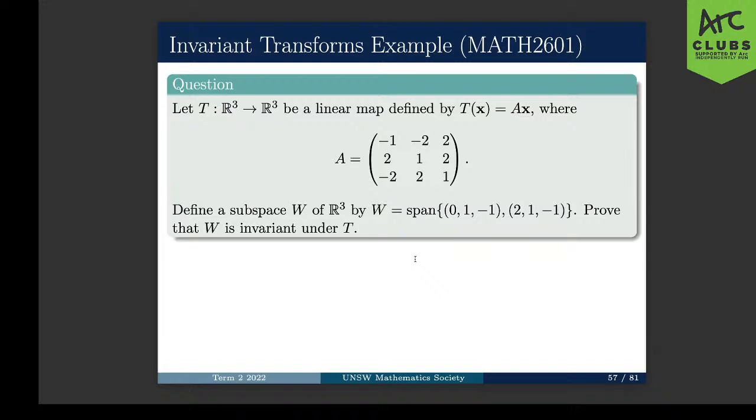Okay, so let's have a look at this different linear map here. It's just defined by this matrix multiplication. T goes from R3 to R3, T of X is AX, where A is this 3 by 3 matrix. Let's define a subspace W of R3 as just the span of these two vectors. Let's try to prove that W is invariant under T.